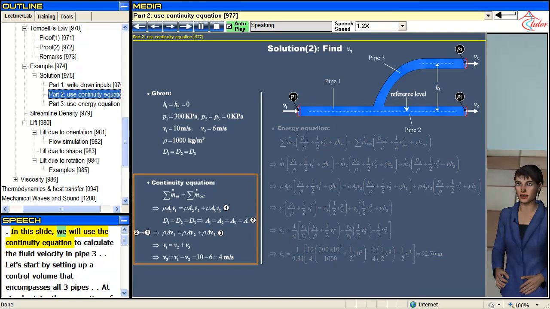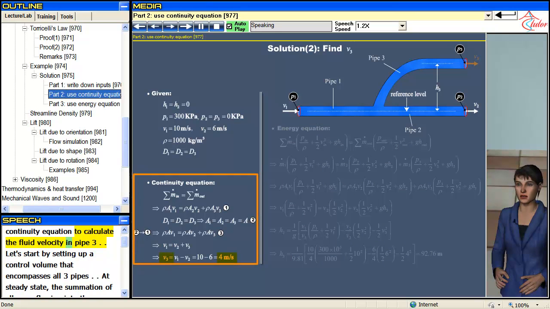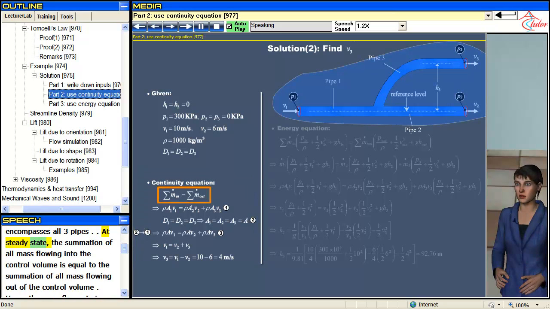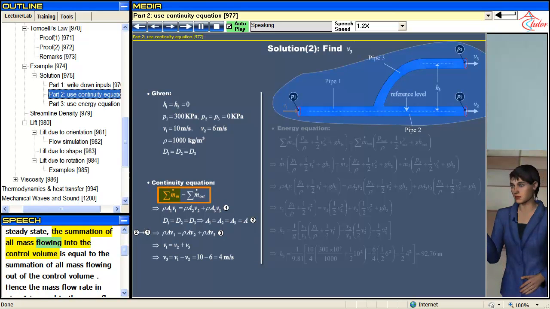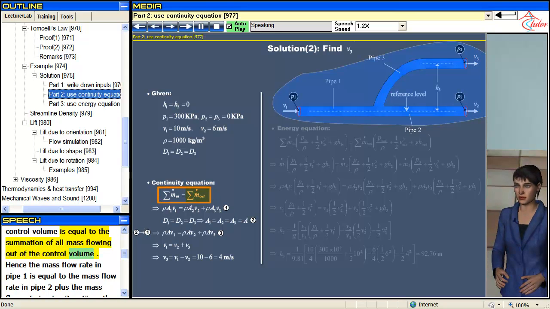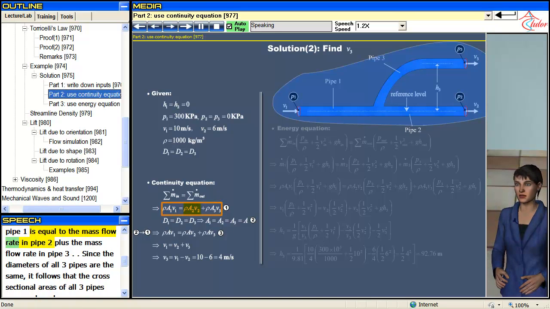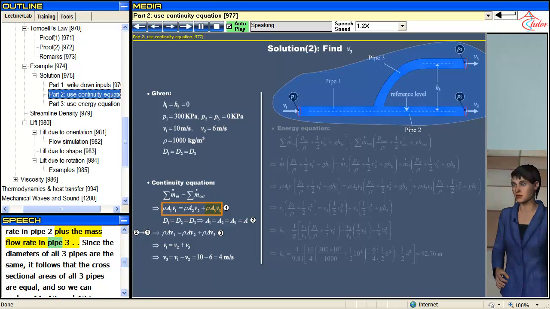In this slide, we will use the continuity equation to calculate the fluid velocity in pipe 3. Let's start by setting up a control volume that encompasses all three pipes. At steady state, the summation of all mass flowing into the control volume is equal to the summation of all mass flowing out of the control volume. Hence the mass flow rate in pipe 1 is equal to the mass flow rate in pipe 2 plus the mass flow rate in pipe 3.